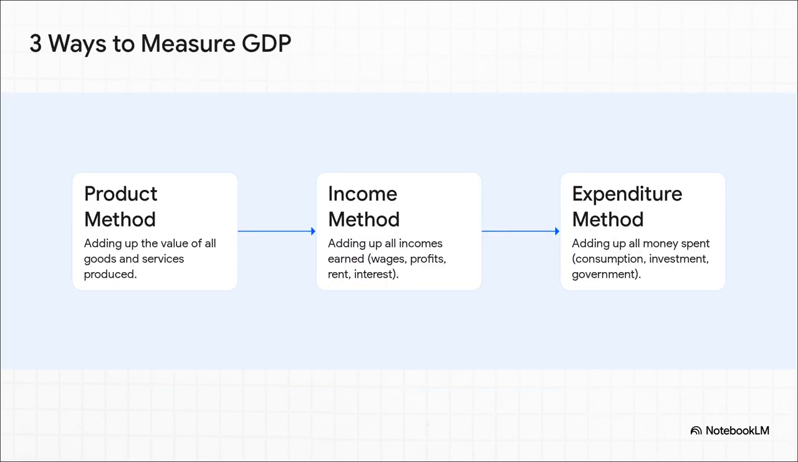So, because of that neat income equals expenditure rule, economists have 3 different ways to calculate GDP. They can add up the value of everything produced, they can add up all the income that was earned, or they can add up all the money that was spent. And, in a perfect world, all 3 methods should give you the exact same number.